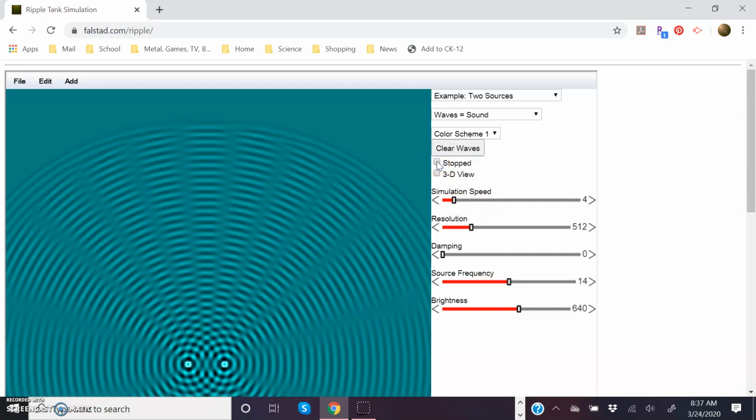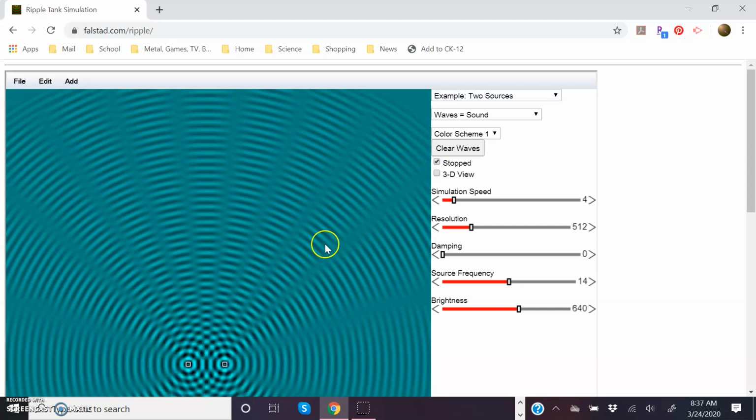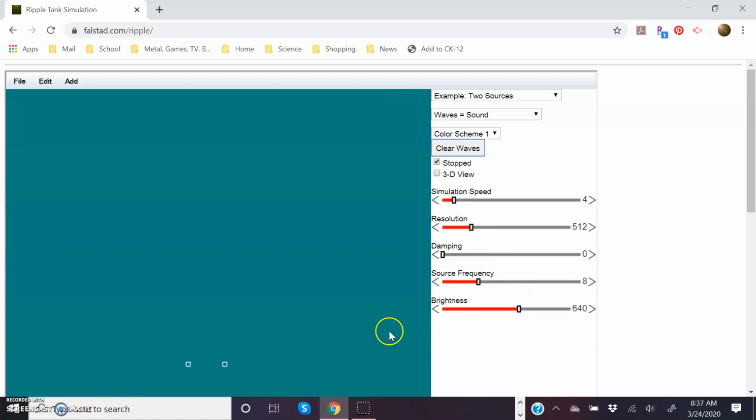Notice that you end up with a lot more antinodes and nodes. If you start up here and go from one side of the simulation to the other, you see this alternating pattern of node, antinode, node, antinode, node, antinode, and so on. Okay, let me lower the frequency once again a little bit. Let me clear these waves.